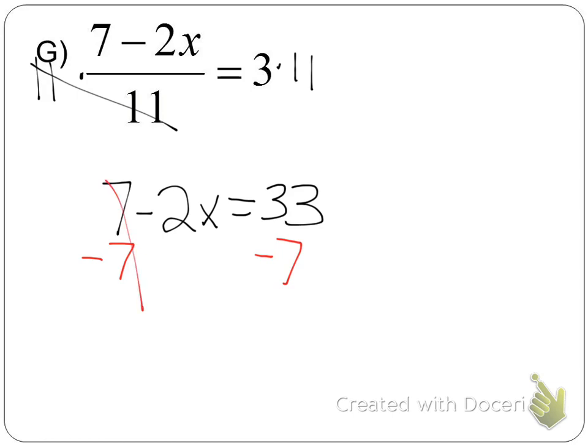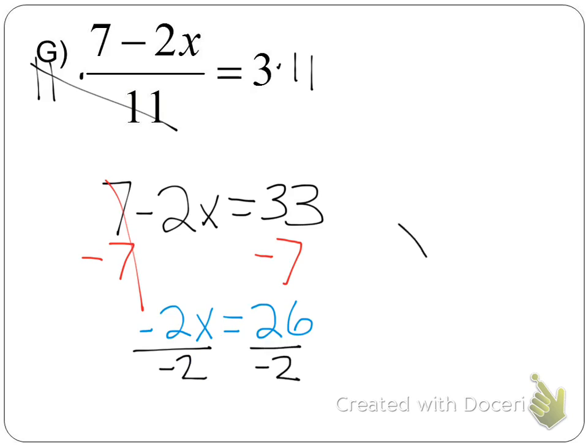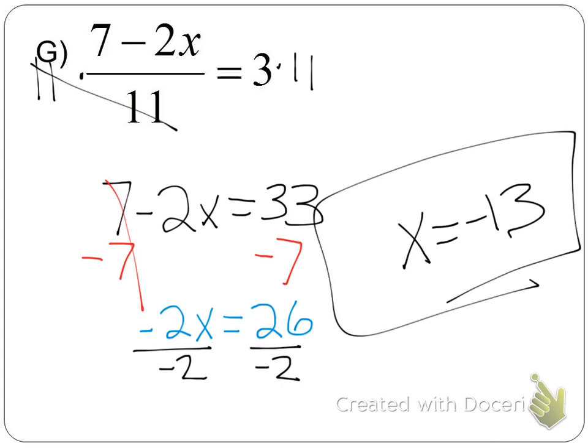That's the ultimate goal. This is going to be negative 2x equals 26. And then divide by negative 2. Don't drop that negative either. That's another spot where I know I'd see some issues. So your answer is negative 13.